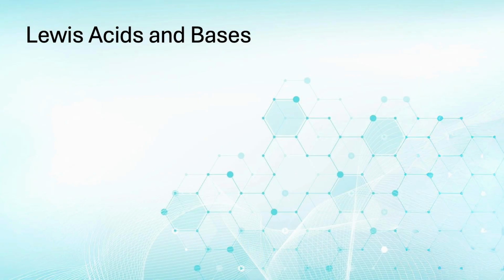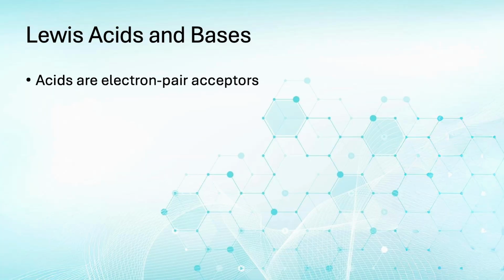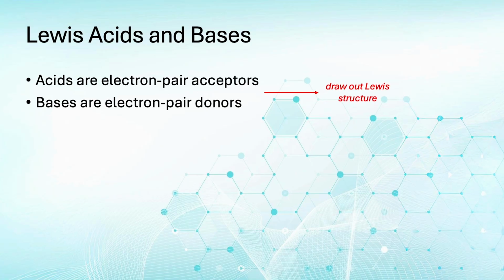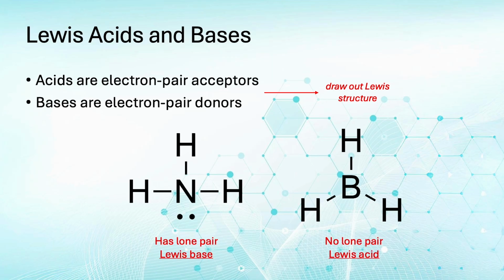In the last video, we talked about Bronsted-Lowry acids and bases and drew out a reaction using a mechanism. How do we explain Lewis acids and bases? Remember that Lewis acids are electron pair acceptors, while Lewis bases are electron pair donors. A quick way to figure out if a species is one of the two is to draw out a Lewis structure. A Lewis acid should not have a lone pair on the central atom, while a Lewis base should.